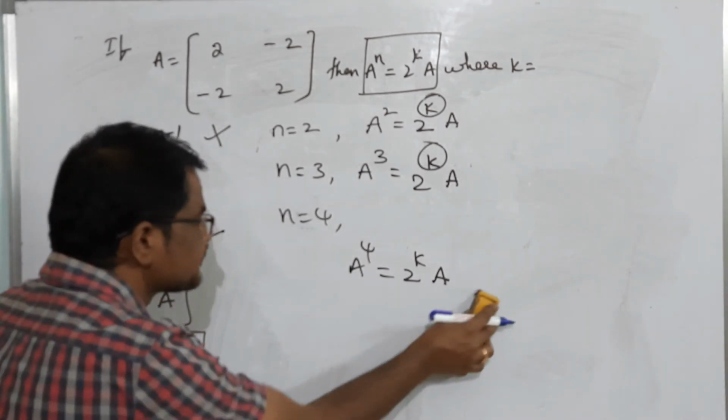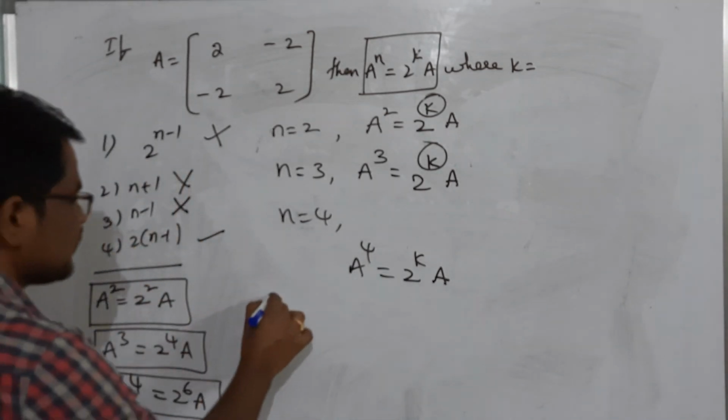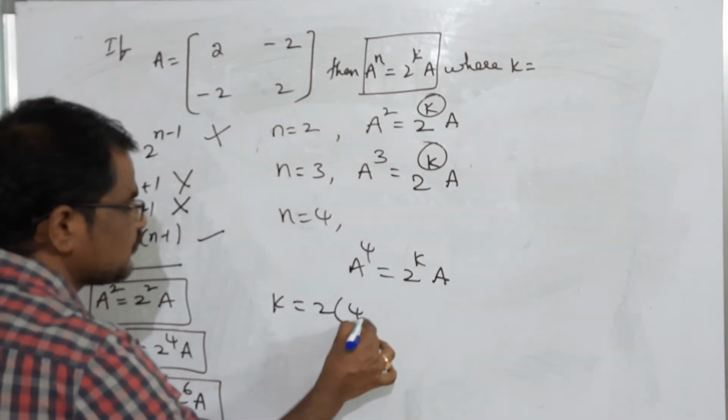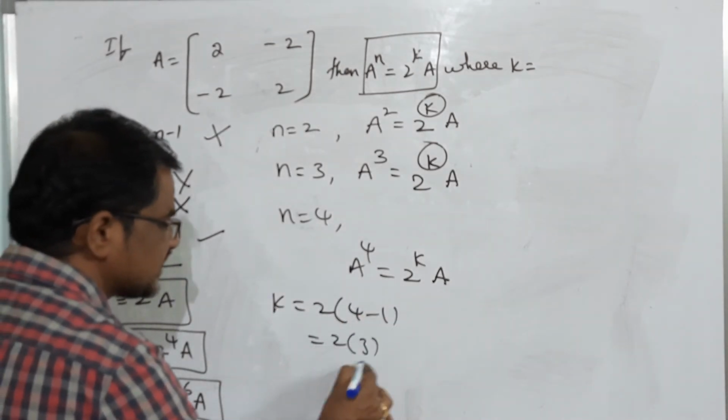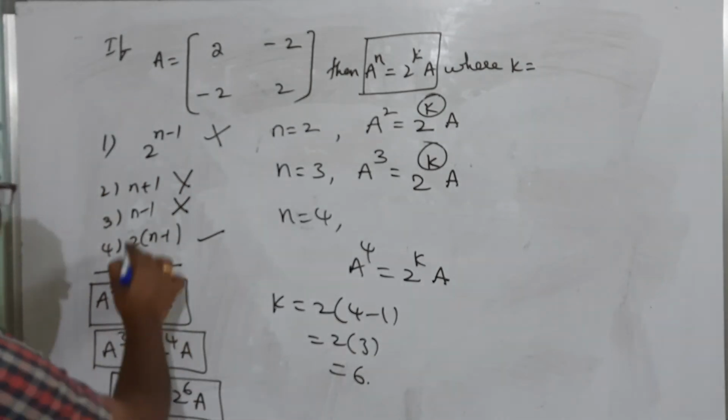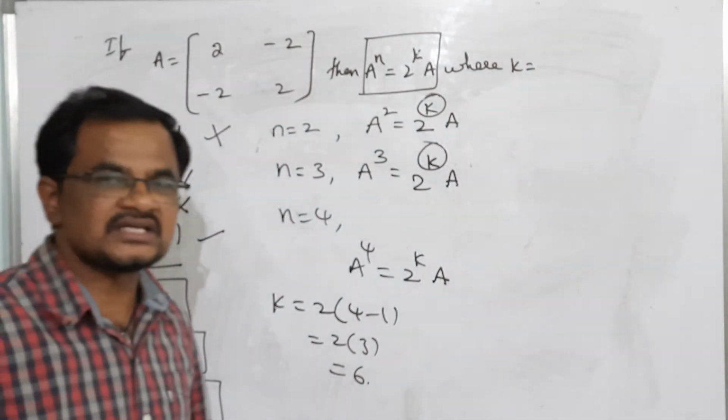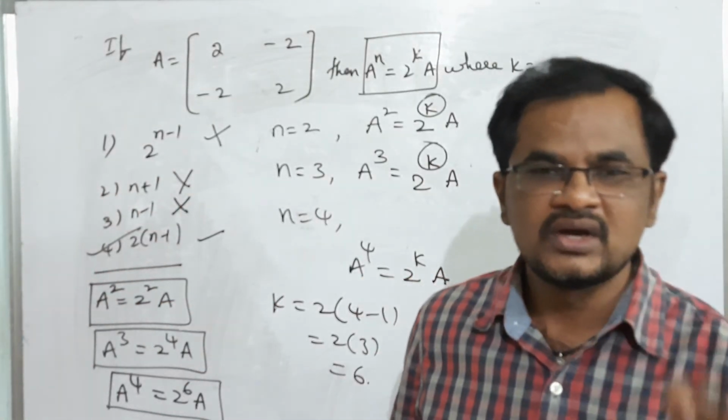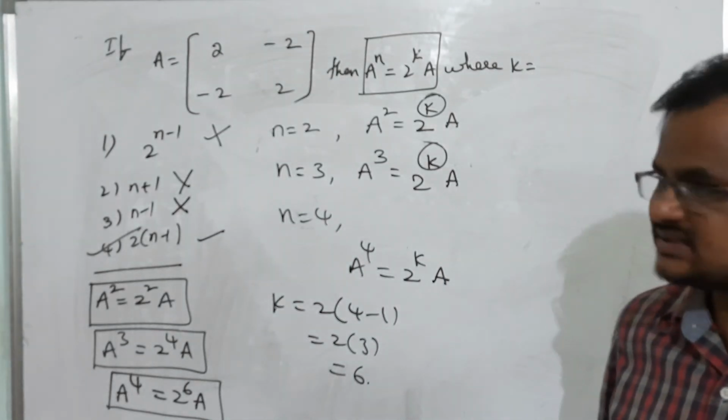Next come to fourth option. Suppose if you take k equal to 2 into 4 minus 1, that equal to 2 into 3, that is equal to 6, satisfying fourth option. So that's why our required answer is 4. Like that we have to verify the options, right?